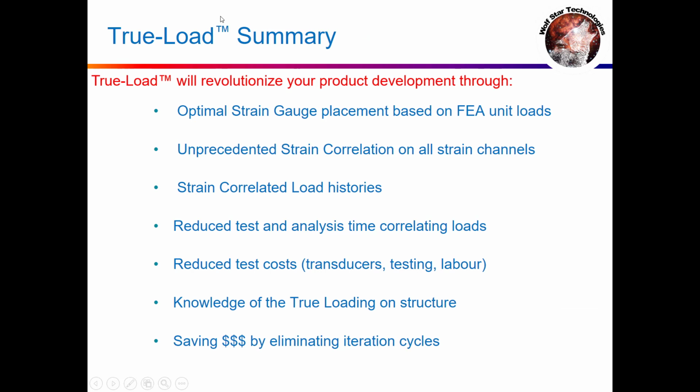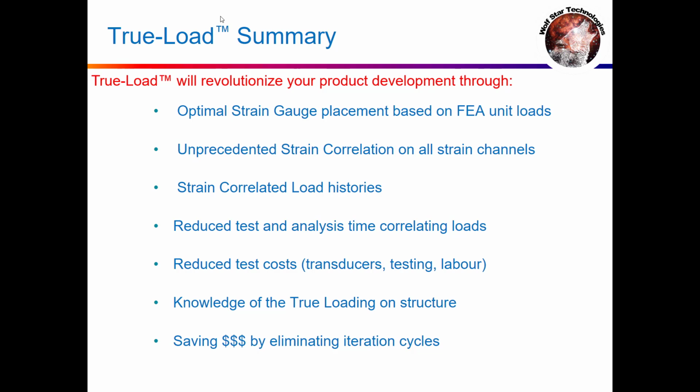Okay, just a summary here. With TrueLoad, you're going to get optimal strain gauge placements, unprecedented strain correlation, and strain correlated load histories. That's so important to give you tools for doing redesign. And TrueLoad is going to reduce your test and analysis time because you're going to have correlated loads, and your test cost is only the cost of strain gauges. Strain gauges cost about $10 a piece. They take maybe half an hour to install. So this is a very, very inexpensive testing thing.